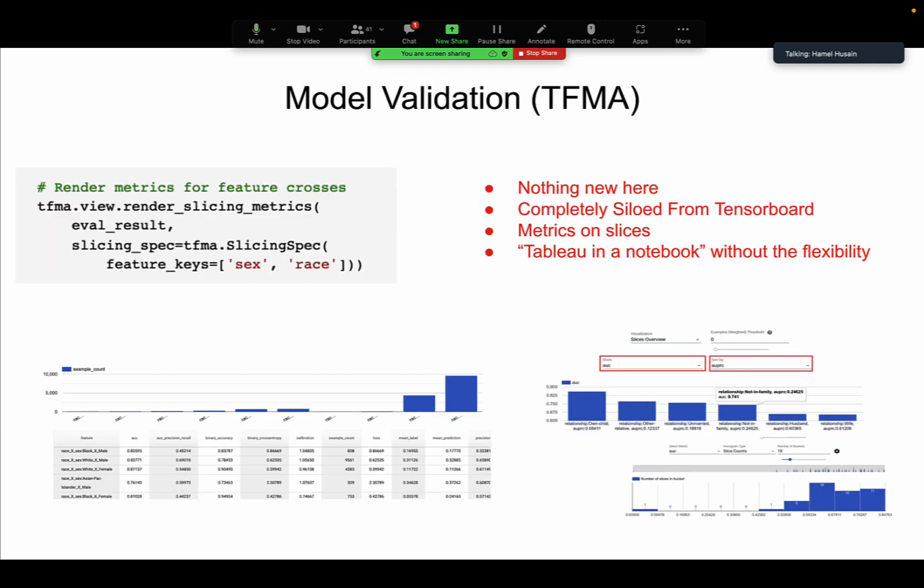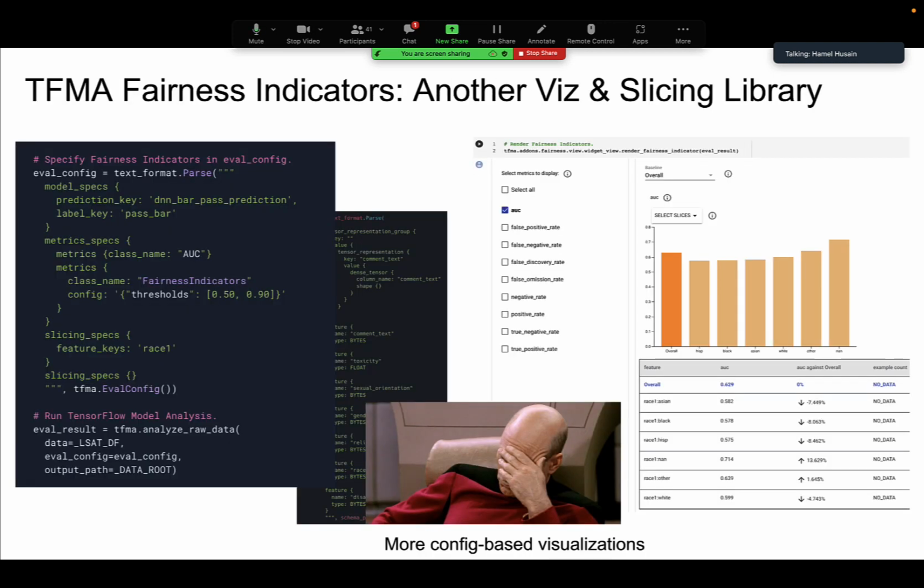And this is what the output looks like. It's visualizations, and it's of various kinds. But at the end of the day, it's not really anything terribly new with regards to visualization in Python. And this is a similar related library of TensorFlow Model Analysis.